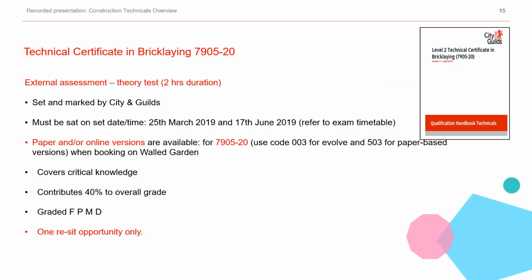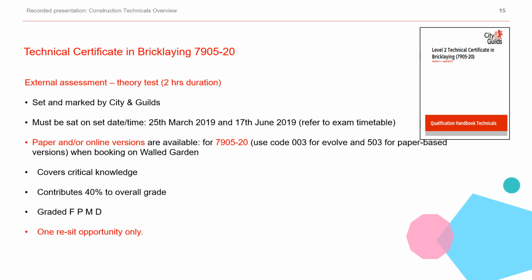And again, just building up a bit more with regards to the examination on the bricklaying one, just as an example. It's a 2-hour duration exam, as you can see there. One thing to point out, there are 2 codes when you book the exam. You can have it either paper or online. If it's online, you use the 003 number, and if it's paper-based, 503. Those numbers do vary within the trade area, so please make sure you use the correct one for your particular area.